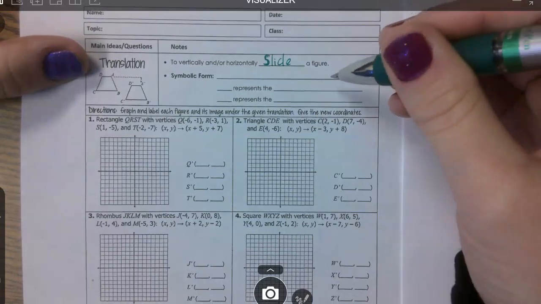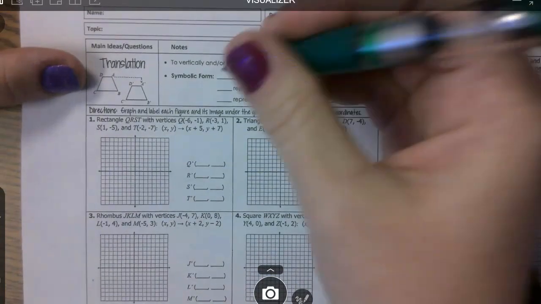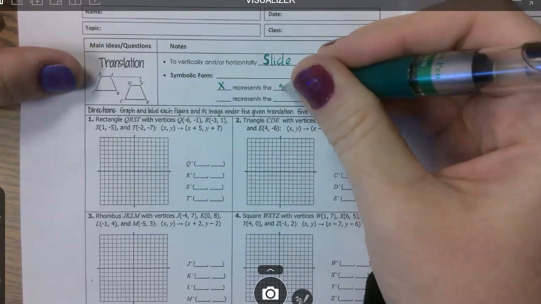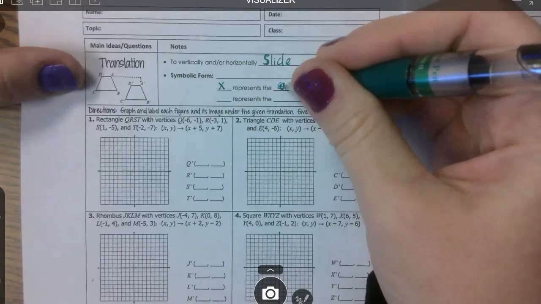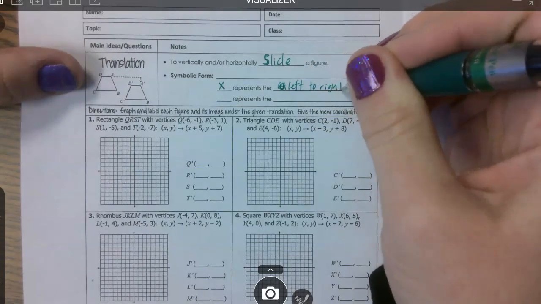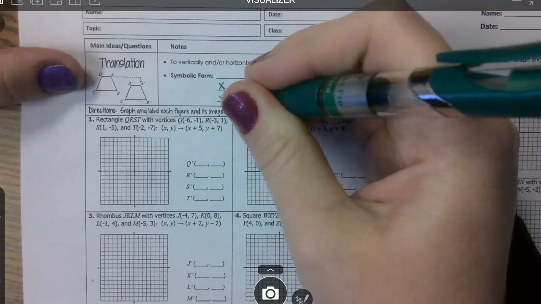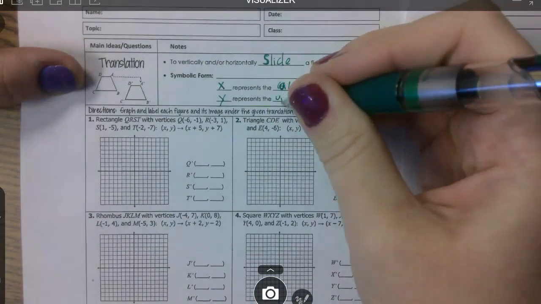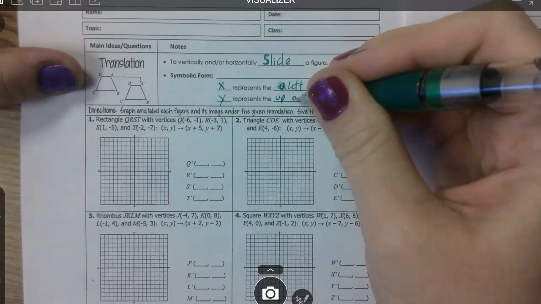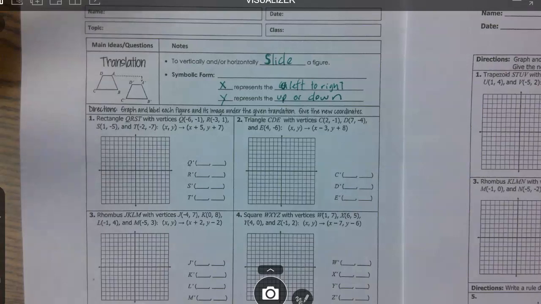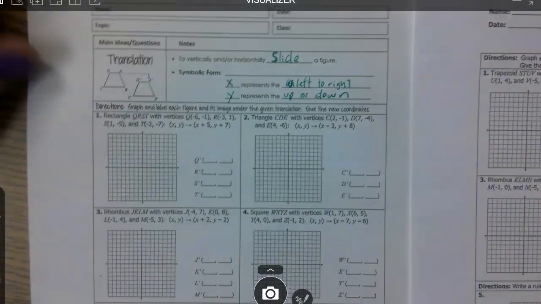Okay, in symbolic form, when we talk about the x variable, we're talking about side to side. Okay, left to right. Let's write left to right. And the y variable is going to represent any up or down movement. Okay, so we're going to be doing some translations, okay?